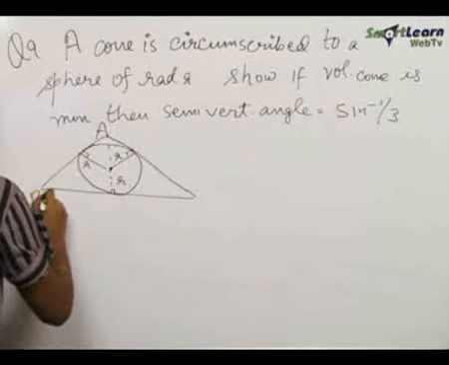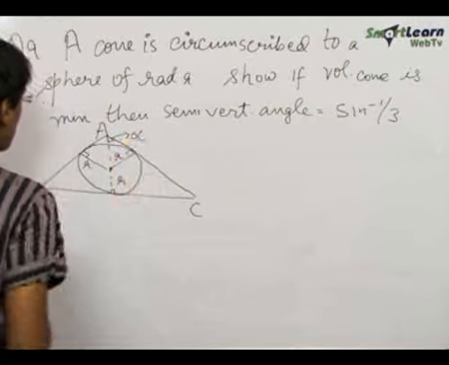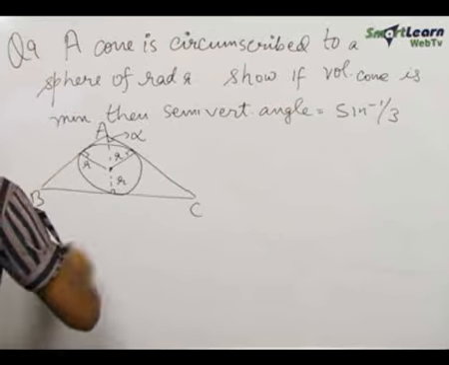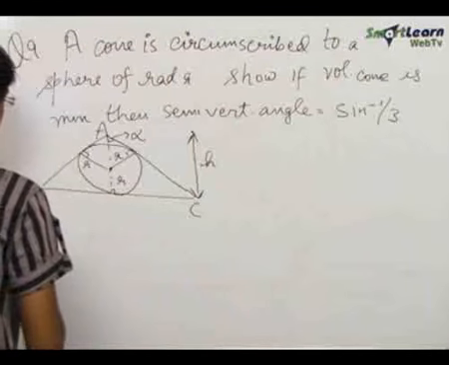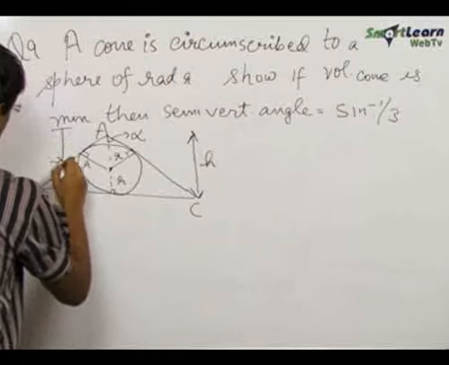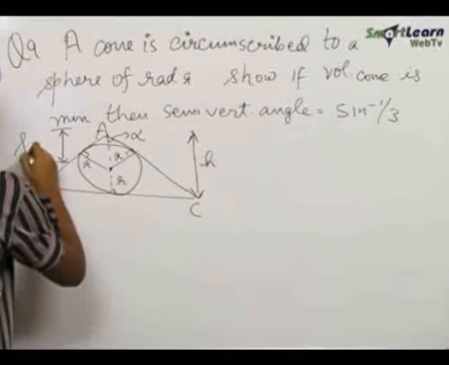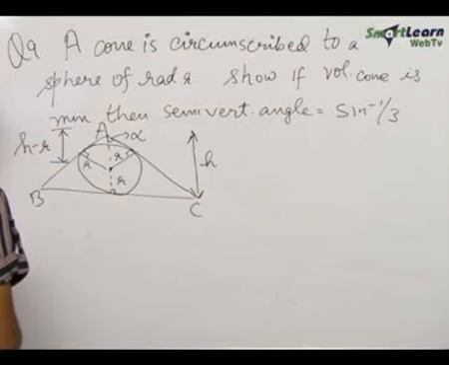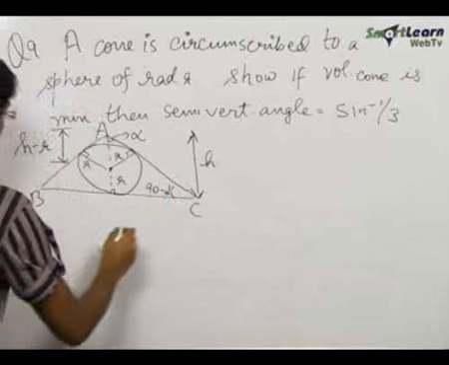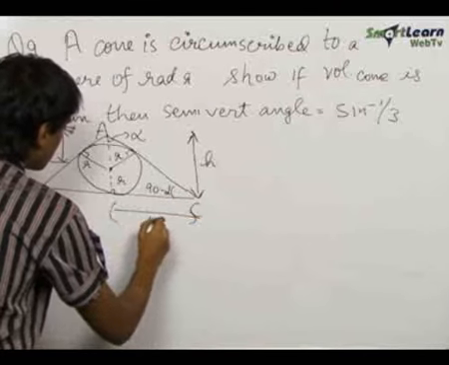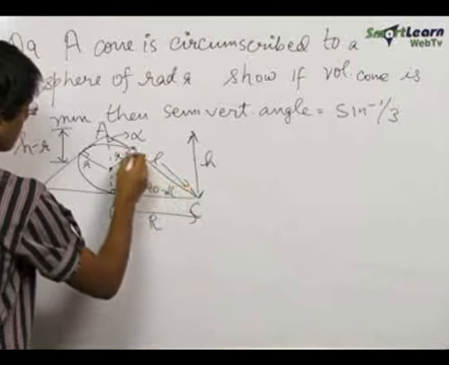If this is point A, B, C, and this is the semi-vertical angle alpha, let us say that this entire height of the cone is h. So this thing will be equal to h minus r. Since this is r, so this will be h minus r over here. If this is alpha, this will be equal to 90 minus alpha. Let us say that this radius of the cone is capital R and this slant height is L.